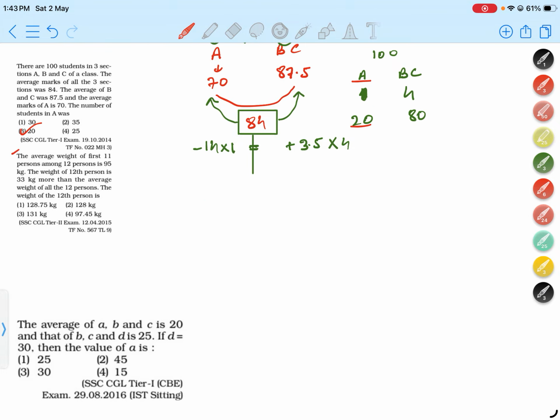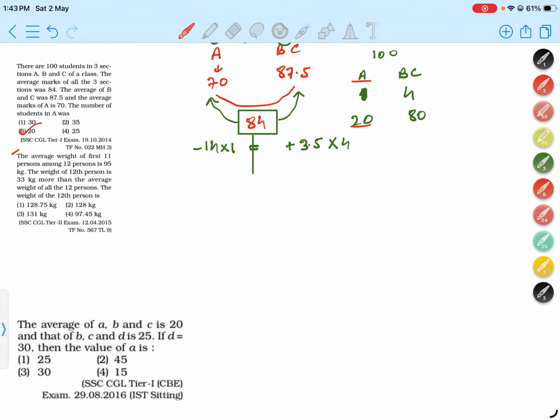Let us do this question now. The average weight of the first 11 among 12 persons is 95 kilogram. The weight of the 12th person is 33 kilogram more than the average weight of all the 12 persons. The weight of the 12th person is? So here also we can solve it pretty easily using the method of deviation.